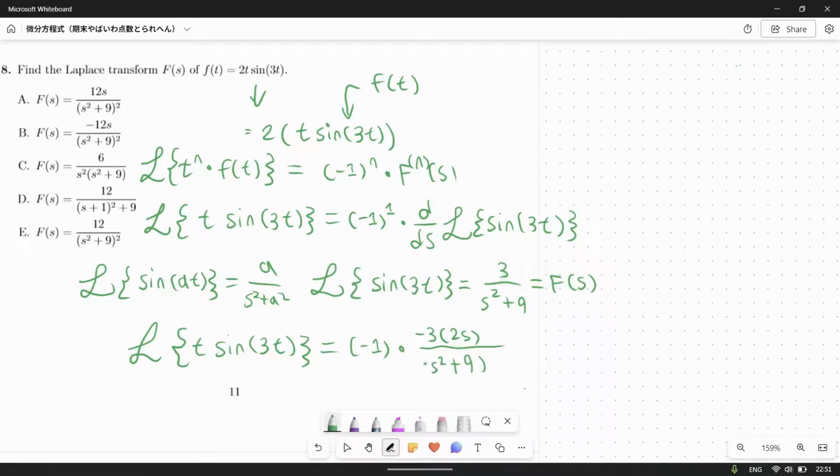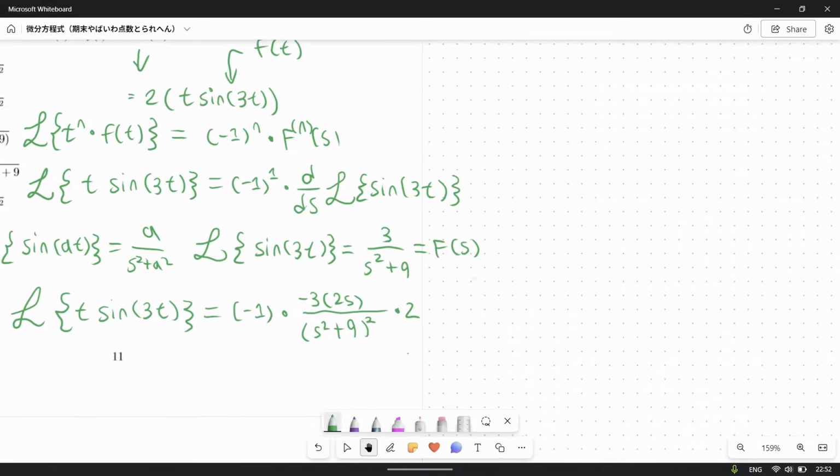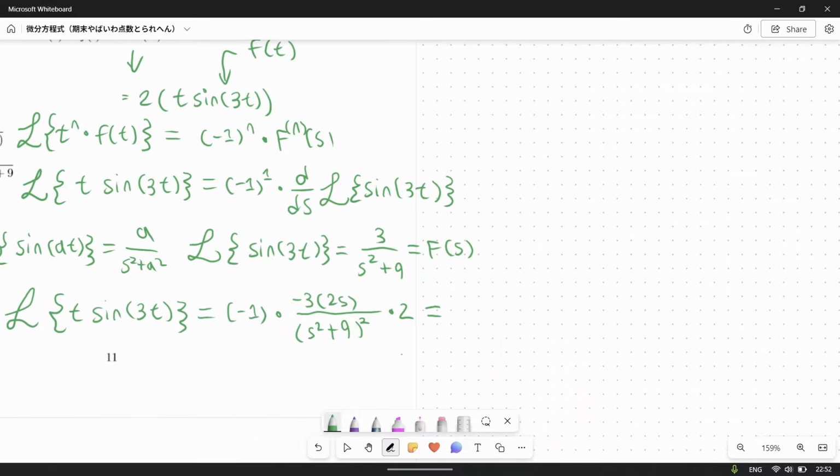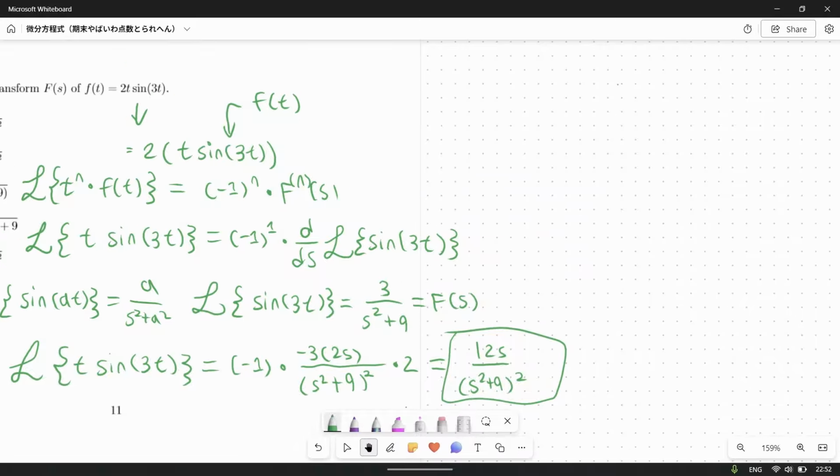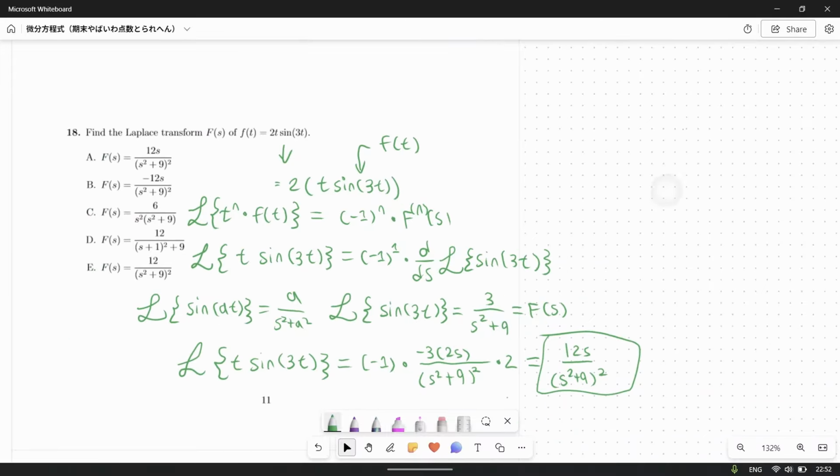So you should end up with a final answer, and then the next thing we have to do, don't forget, I took a constant out here, so we have to bring that constant back in. So multiply this entire thing times 2. And then we can simplify this, and this is going to simplify to just 12s over s squared plus 9 squared. And so this is going to be the Laplace transform of f of t. So this is ultimately going to be the answer to this question. And so comparing that with our answer choices, we can see that the answer to this question is going to be A.